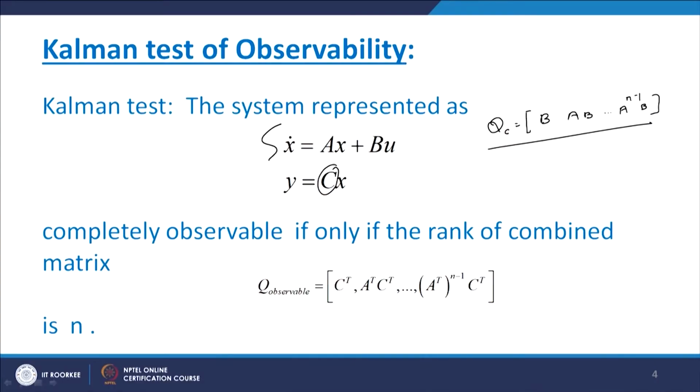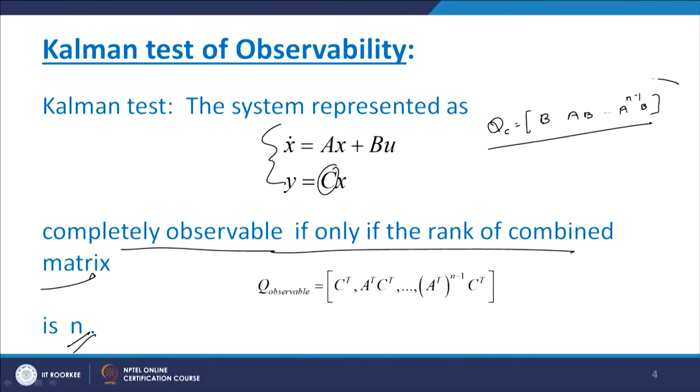But when talking about observability, the system is completely observable if and only if the rank of the combined matrix C transpose, A transpose C transpose, up to A transpose raised to n minus 1 C transpose, is n. And here we find that there is no involvement of the B matrix. They are all related to the A and C matrices. A is the system matrix, C is the output matrix, and they are all concerned with these states.